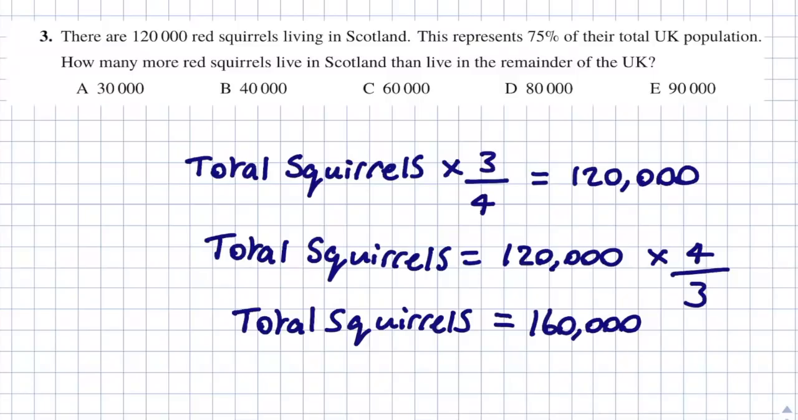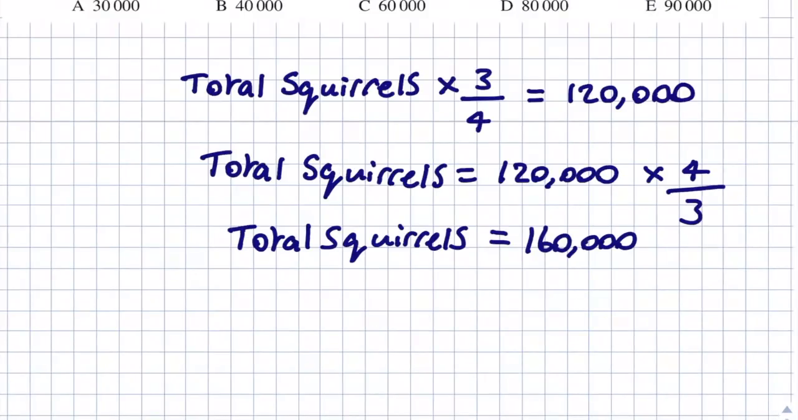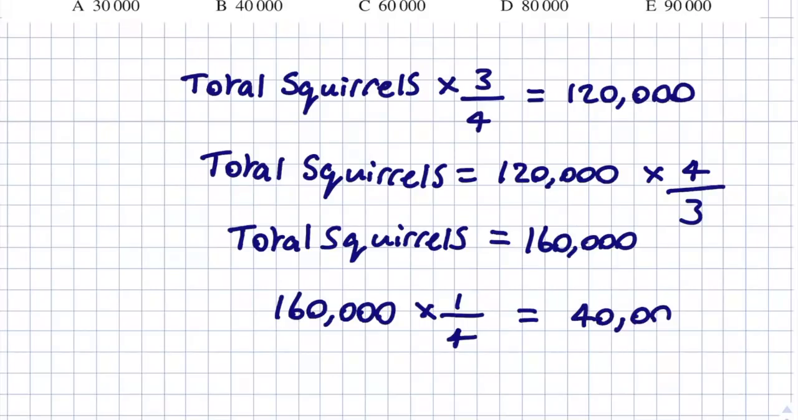Okay, and we're told we need to find how many more red squirrels live in Scotland than in the remainder of the UK. The remainder of the UK represents 25% of the total population of squirrels. If we know that the total population of squirrels is 160,000, we can do 160,000 multiplied by 25% to work out the number of red squirrels that live in the remainder of the UK. So that's going to be 160,000 multiplied by 25%, which is the same as multiplying by a quarter. And of course, that's going to give us an answer of 40,000.